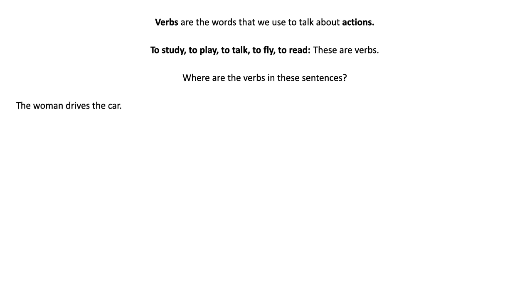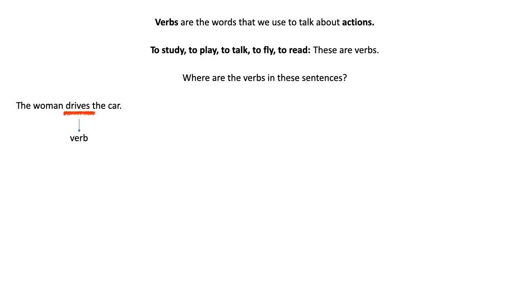For example, the woman drives the car. Where is the action here? Well, woman is a living being, car is an object, but none of those talks about something being done, right? And the is just an article. So drives would be a verb, and if you think about it, that is definitely an action. Driving is an action. Here's our verb.